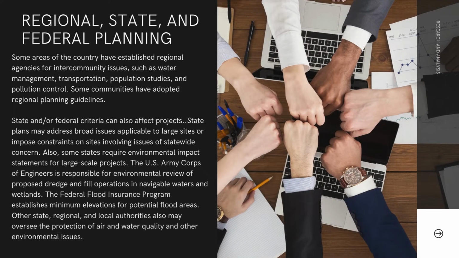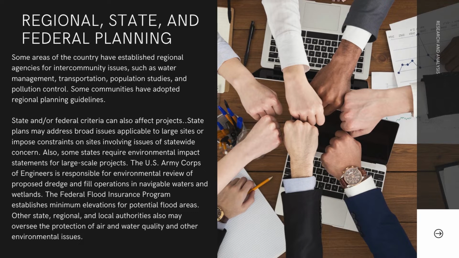Next here is the regional, state, and federal planning. So some areas of the country have established regional agencies for inter-community issues such as water management, transportation, population studies, and pollution control. Some communities have adopted regional planning guidelines. So the state and or federal criteria can also affect progress. State plans may address broad issues applicable to large cities or impose constraints on site development, involving issues of statewide concern. Also, some states require environmental impact statements for large-scale projects.